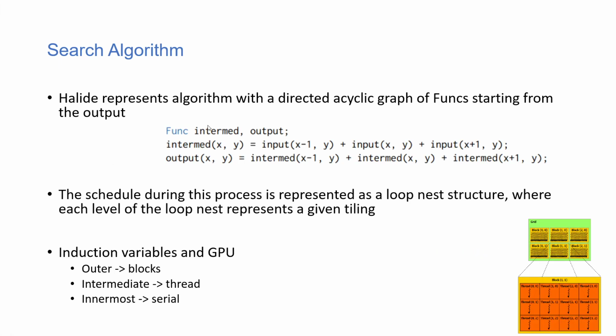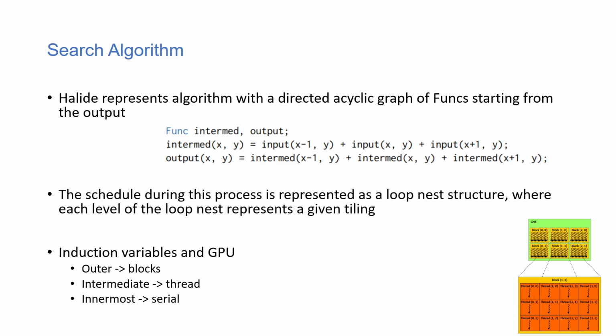To give some background, Halide represents the algorithm as a directed acyclic graph. Halide does not have cycles in their graphs. That's a property that is able to model well many image processing and computer vision pipelines. For example, this is the blur algorithm, in which you have a horizontal blur and you have a vertical blur.